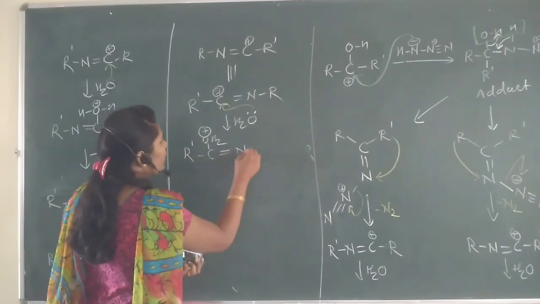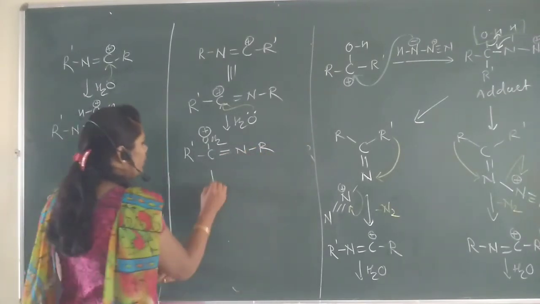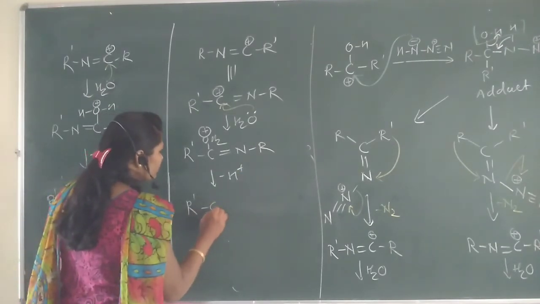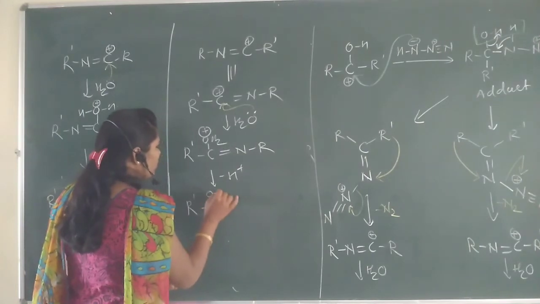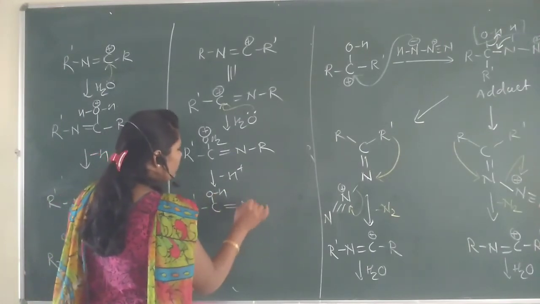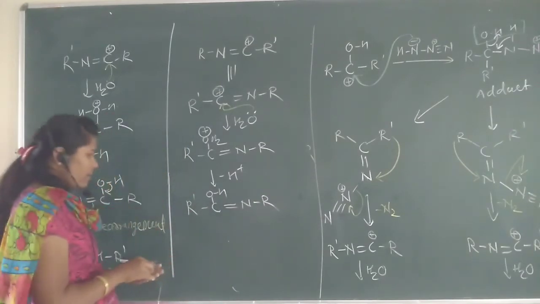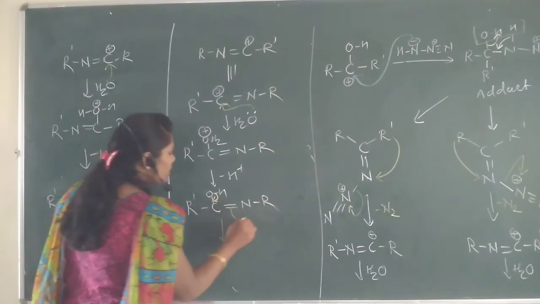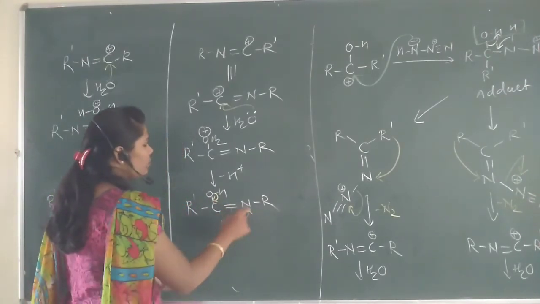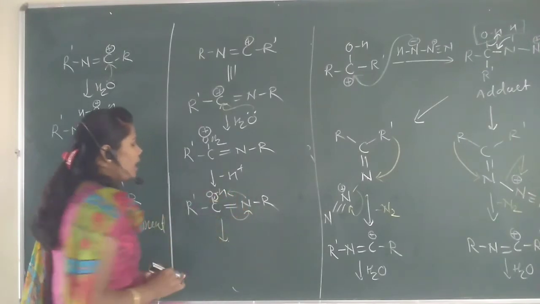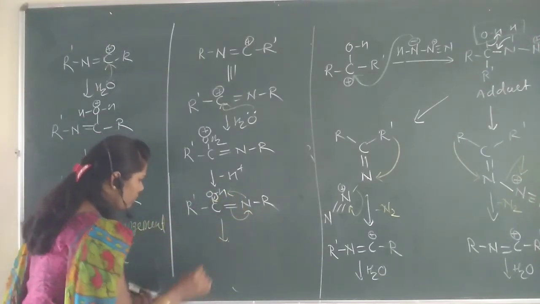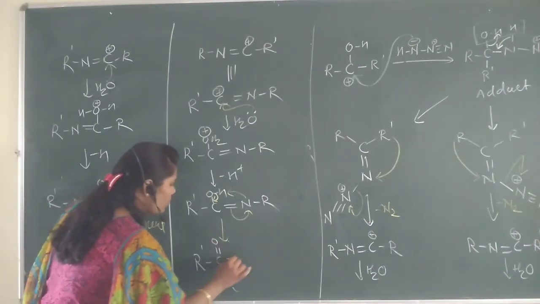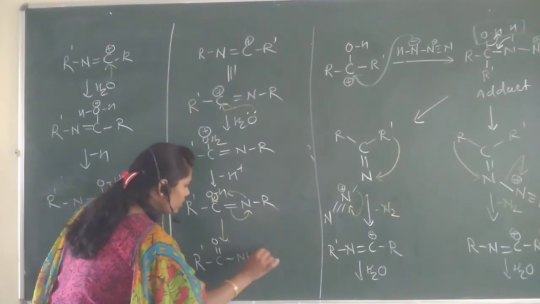The double bond with the nitrogen, and here R. Then by the removal of H plus ion, there is a formation of what? R dash C OH and double bond NR. Okay, by the rearrangement reaction, here this bond is shifted to here, this is double bond, this one bond is shifted to the nitrogen, and this nitrogen accepts this hydrogen. That is the formation of the product, that is R dash C double bond O NHR.